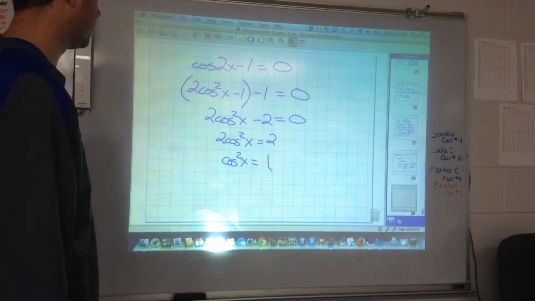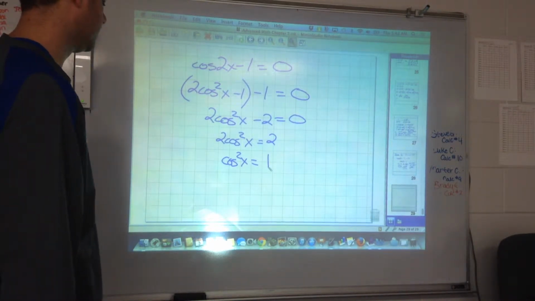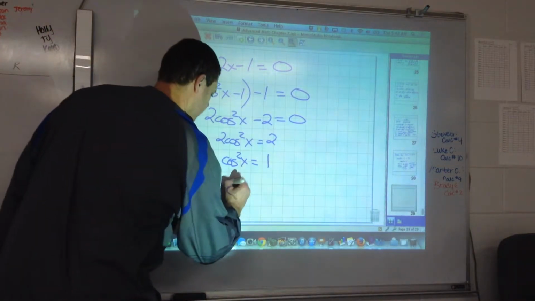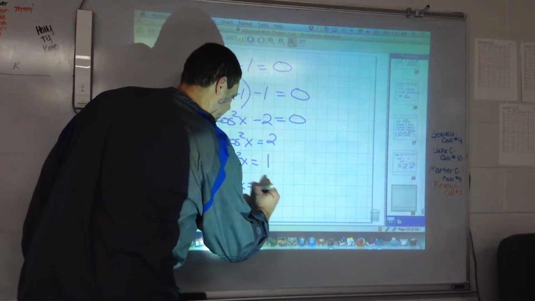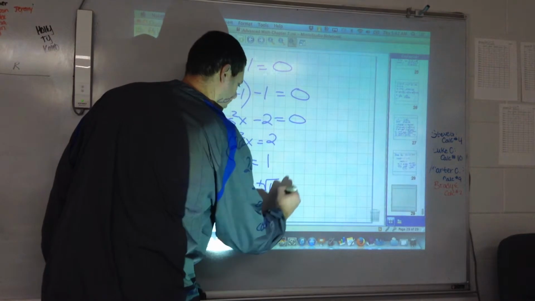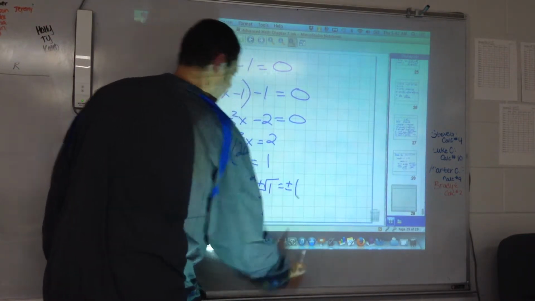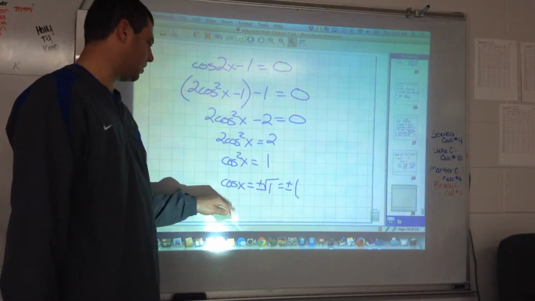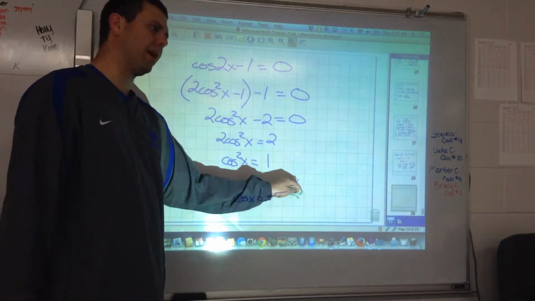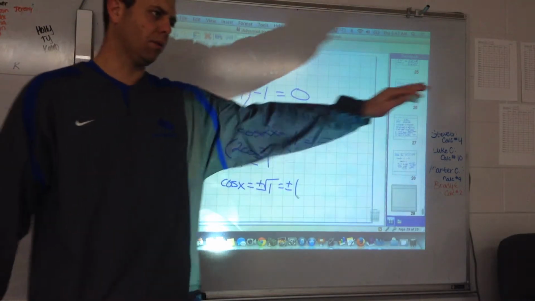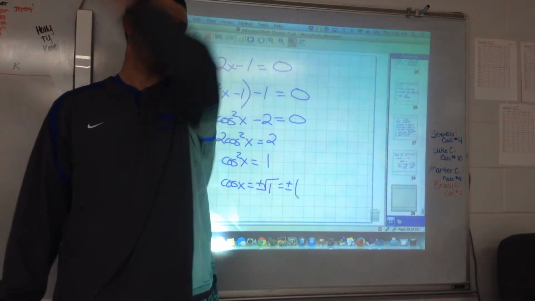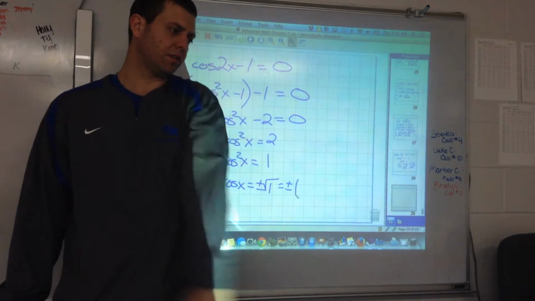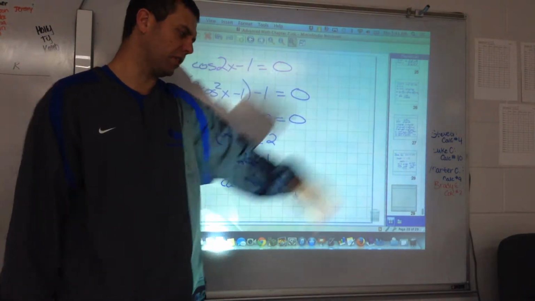And then I could square root both sides. So that would be the cosine of x equals positive or negative square root 1, which would be a positive or negative 1. So then you could ask yourself, when is the cosine equal to a positive 1 or a negative 1? Well, at 0 degrees, and at 180 degrees, and then again at 360 degrees.